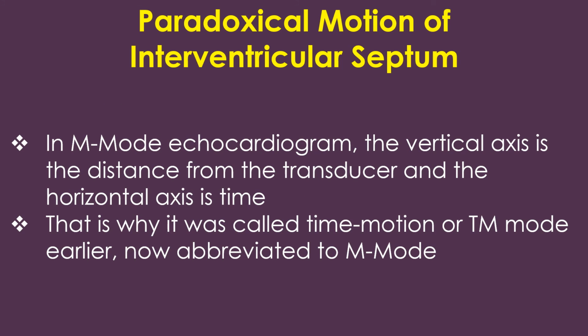In M-mode echocardiogram, the vertical axis is the distance from the transducer and the horizontal axis is time. That is why it was called time motion or TM mode earlier, now abbreviated to M-mode.